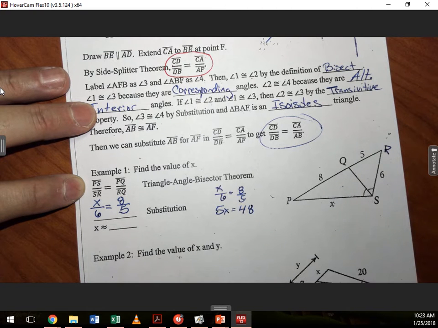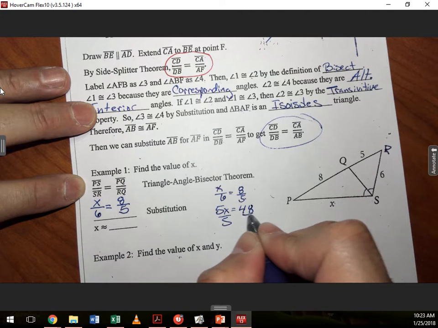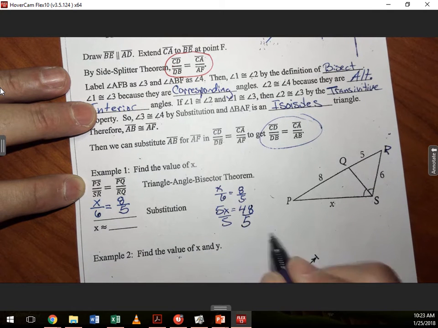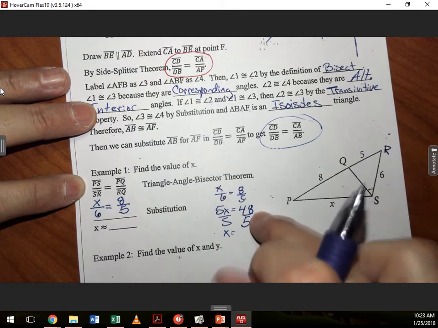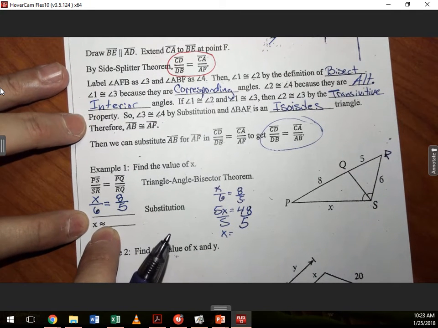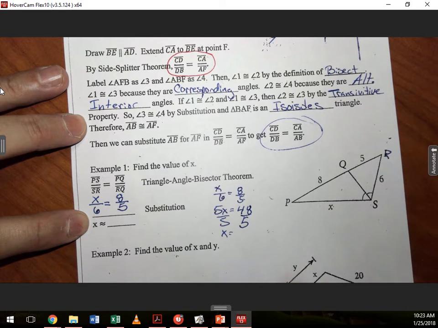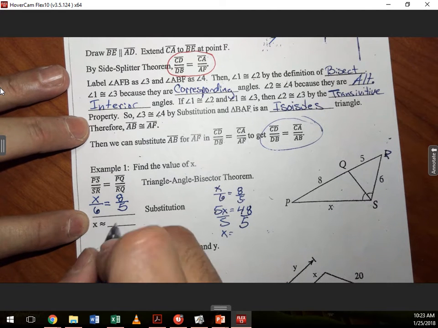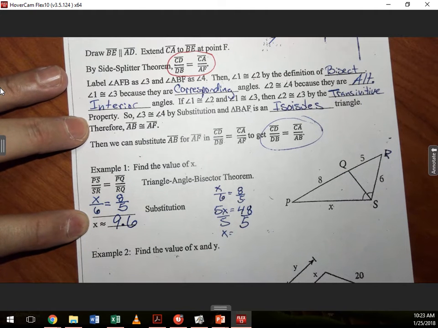So what am I going to do to both sides? Divide by 5. Let's do that. So X gives me something. What does that symbol right there mean? About, approximately, right? So X is going to be approximately what? 9.6. Very good. 9.6. Approximately. Okay, not too bad. This one had everything set up for us though, right?